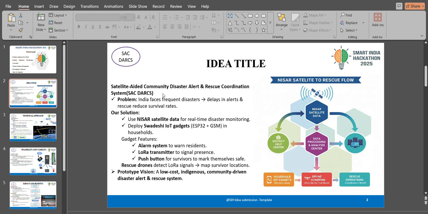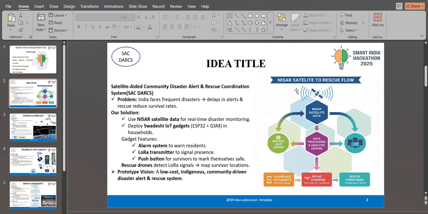What can we do? Our solution is to use NISAR satellite data for real-time disaster monitoring and deploy Swadeshi IoT gadgets in households. The gadget features are an alarm system to warn residents, a LoRa transmitter to signal presence, and a push button for survivors to make themselves safe. Rescue drones detect the LoRa signal and map the survivor location. The prototype vision is a low-cost, indigenous, community-driven disaster alert and rescue system.